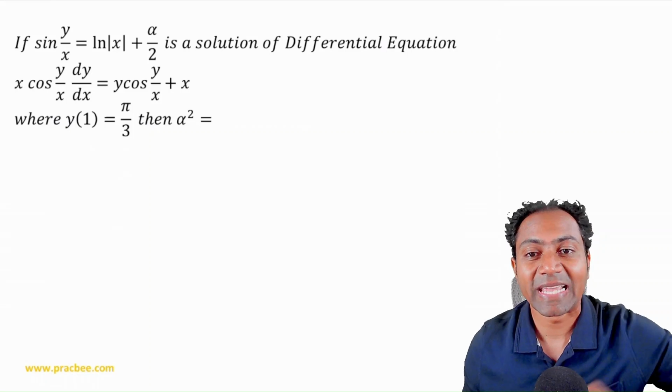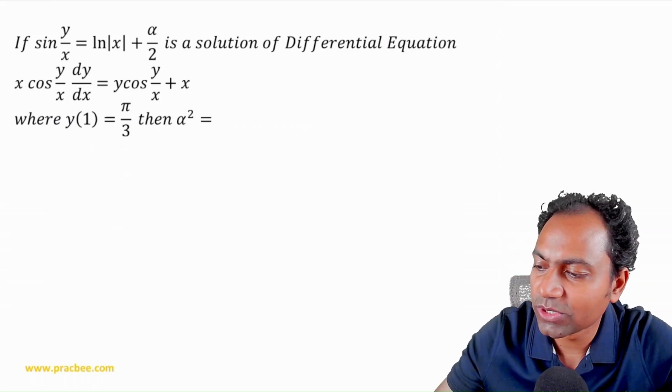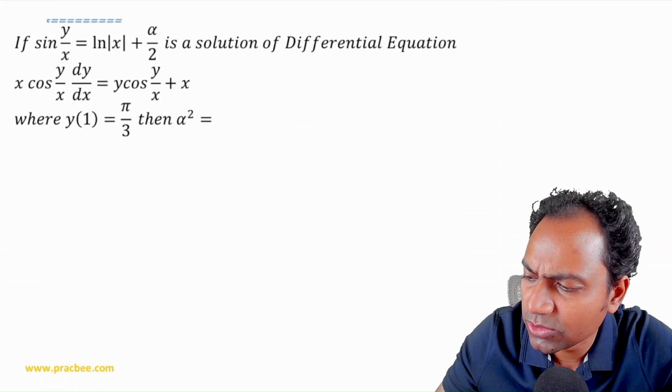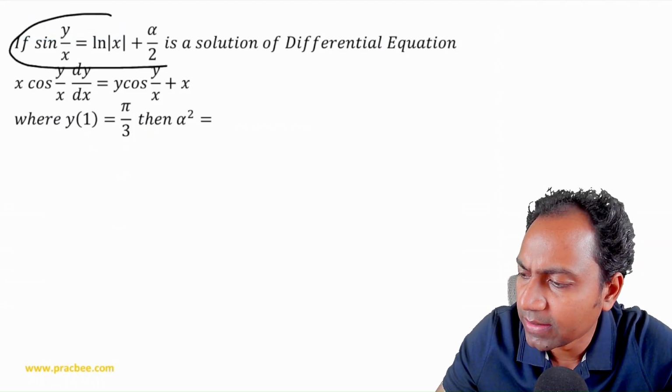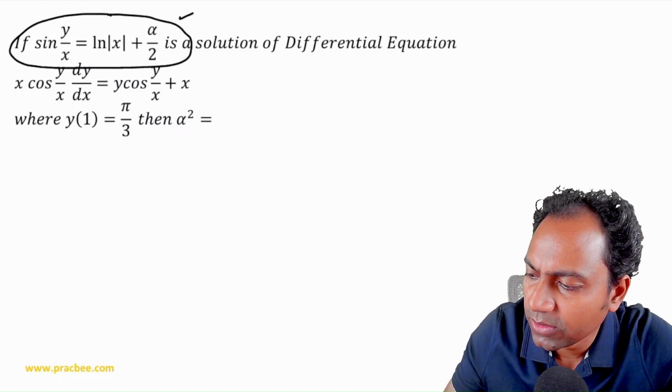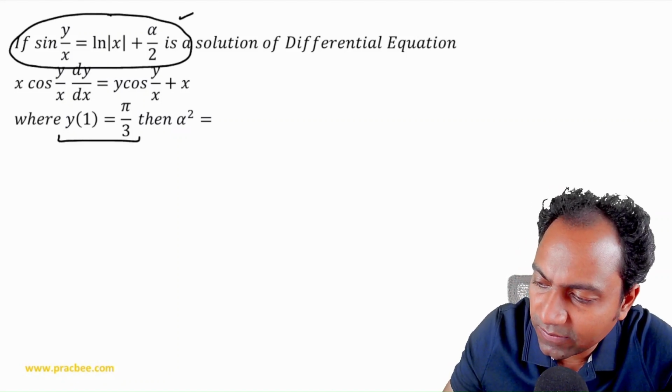Now this first question is extremely easy. If you look into this question, they have already provided you the solution. So there is no need to solve the differential equation. What you can do is directly find the value of alpha using this value that is given to us.